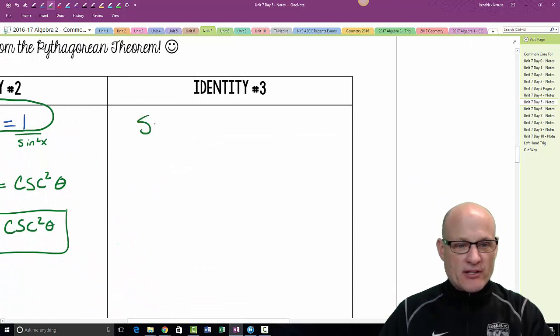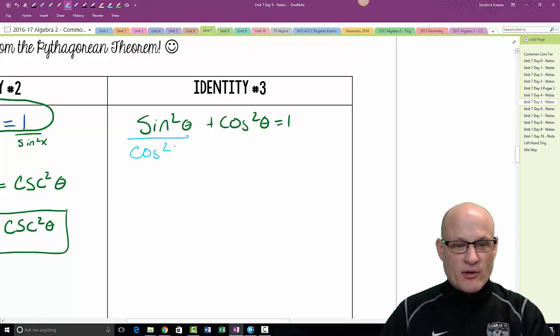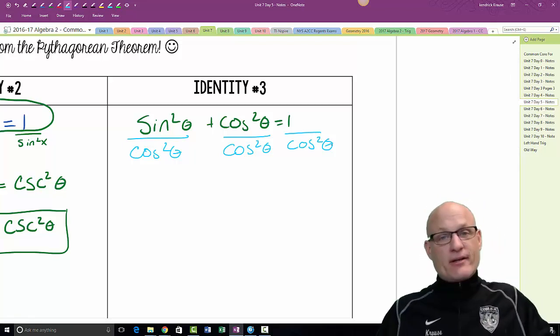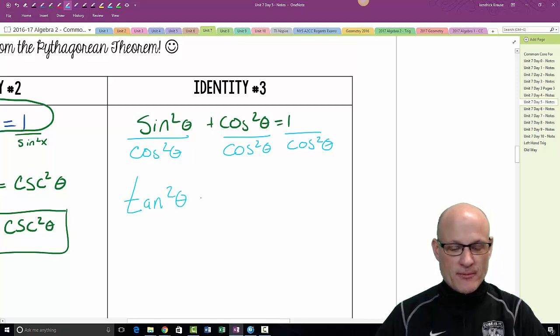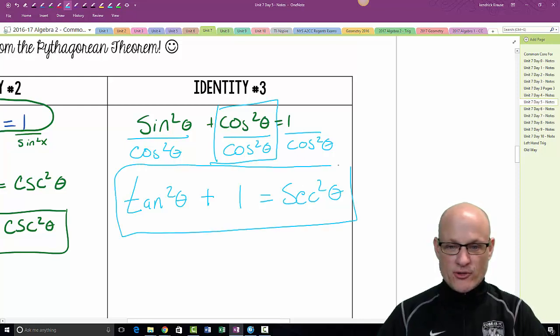But 3, again, starts with sine squared theta plus cosine squared theta equals 1. This time we're going to divide by, you guessed it, cosine squared theta. I don't think you guessed it, but maybe a couple of you did. That's another legal move. Why would I do that? Because that's what I want. I could have divided by cotangent, but it doesn't really help me out at all. This is going to help me out. Why? Well, what is sine squared over cosine squared? That's tangent squared theta plus 1 equals, and 1 over cosine squared is secant squared theta. And there it is. There is my third trig identity.